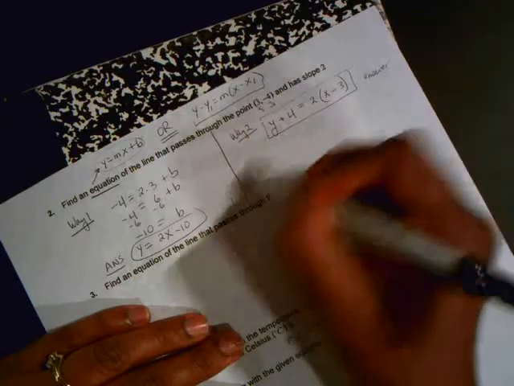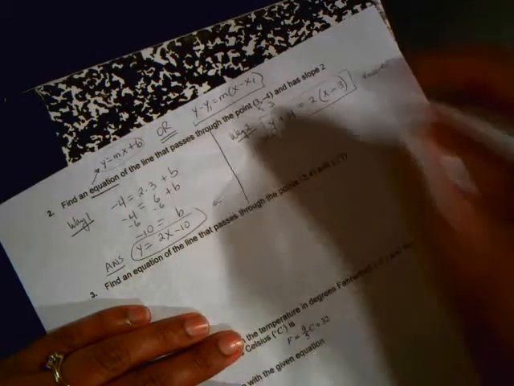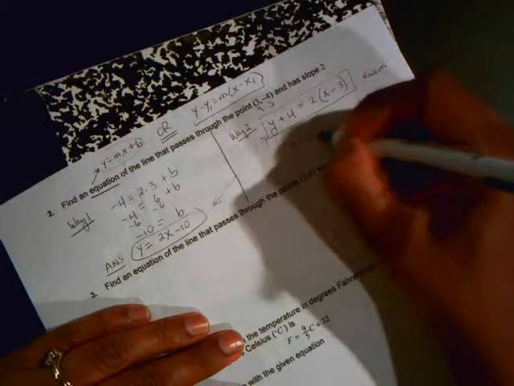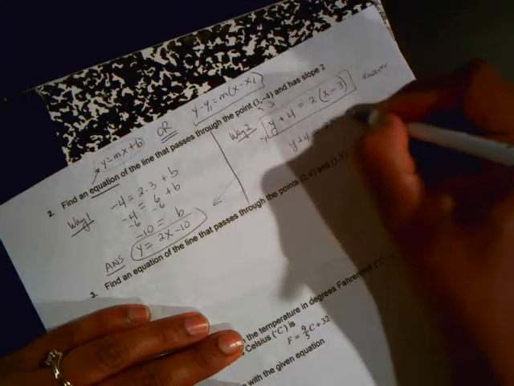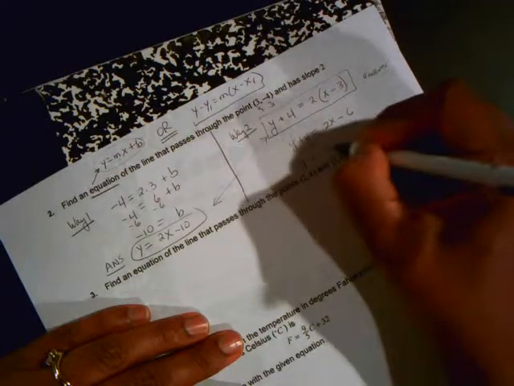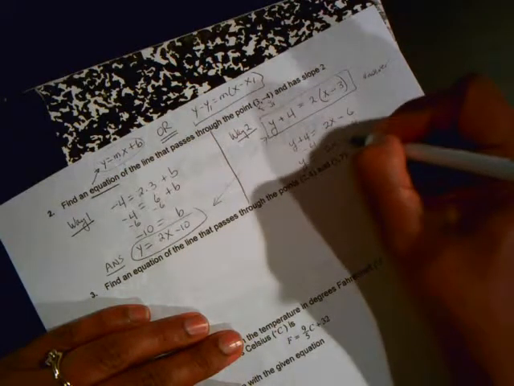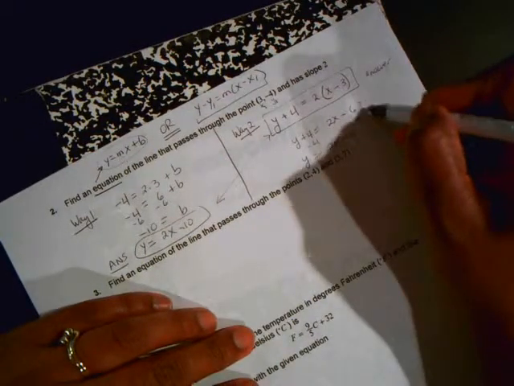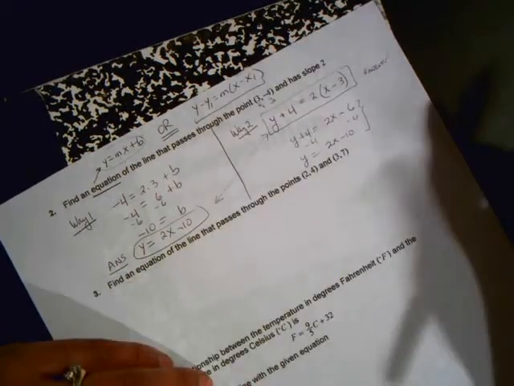But is this the same as this first answer? If you want to, you can distribute and combine and check. So distribute the 2: 2x minus 6, subtract 4, y equals 2x minus 6 minus 4, which is minus 10, the same as this answer. But mind you, you don't need to do all this. You could have stopped right there. A lot faster. Easier too.